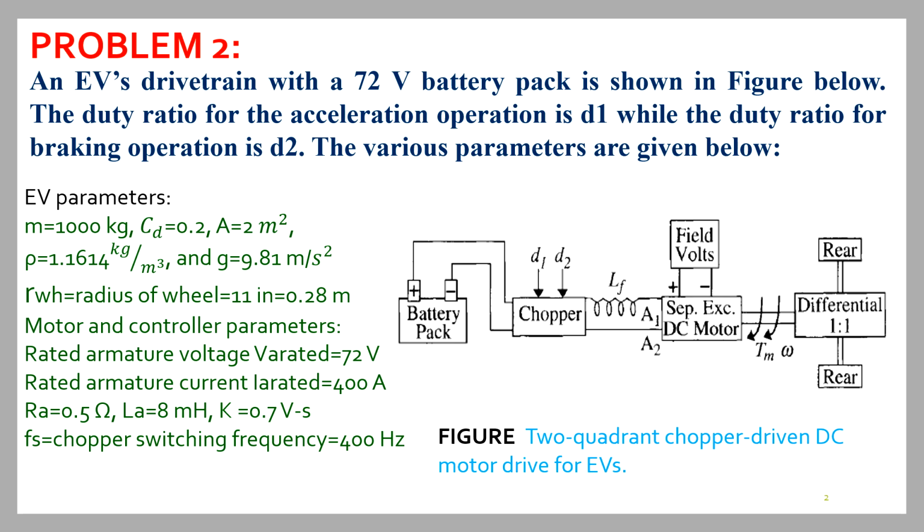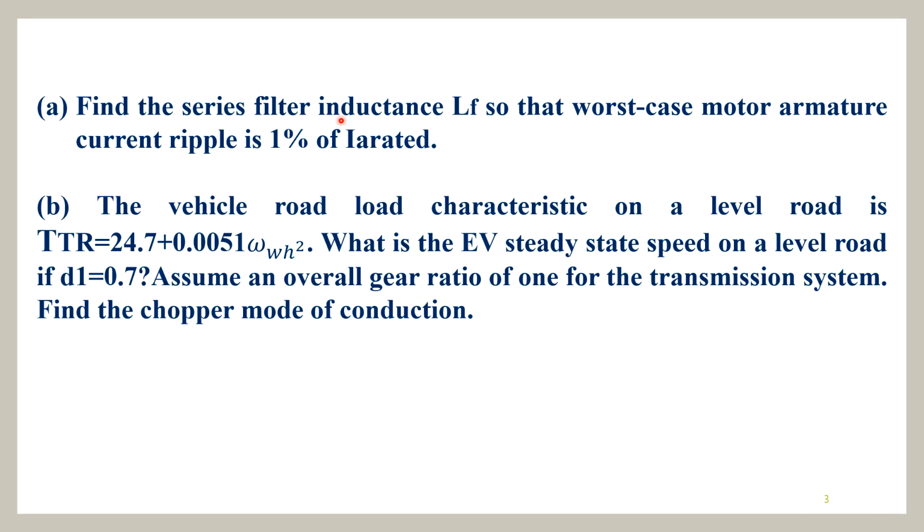It is asked to find a series filter inductance so that the worst case motor armature current ripple is 1% of IA rated. So this is case A. In case B, we will assume the speed is steady state and we will find torque and speed, and we will check whether the condition for continuous conduction mode is satisfied.